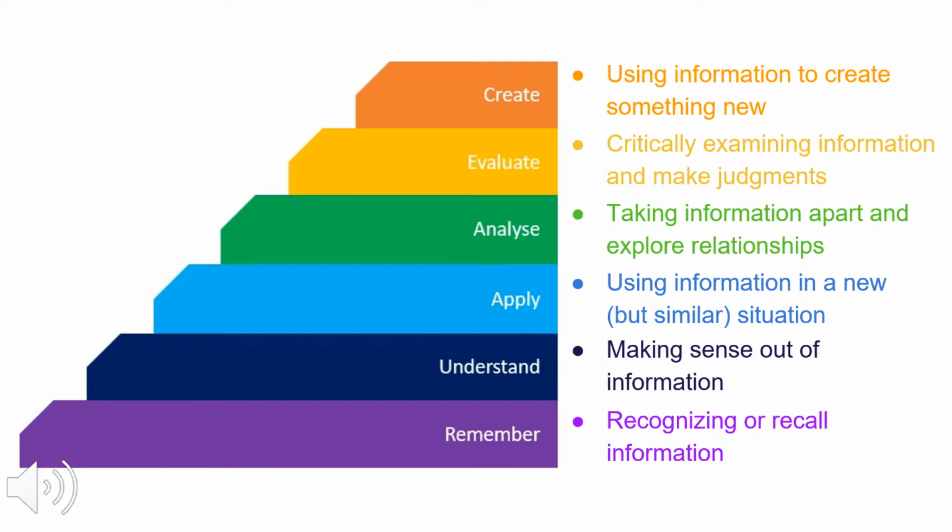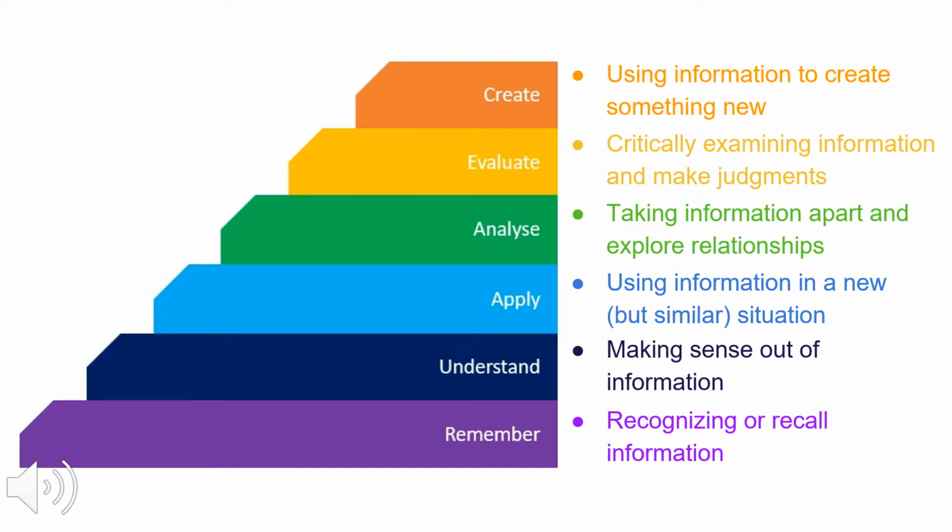To help understand the revised taxonomy, let's explore it using an example. A sample learning outcome for remembering is the learner remembers the names and relationships of a cast of characters in a play, demonstrating recognition and recall of information. To demonstrate understanding, the learner can explain the main ideas of a play or piece of literature in order to make sense of the information.